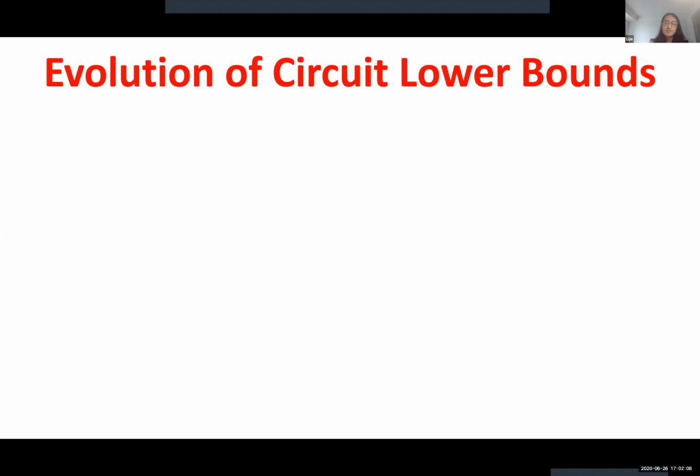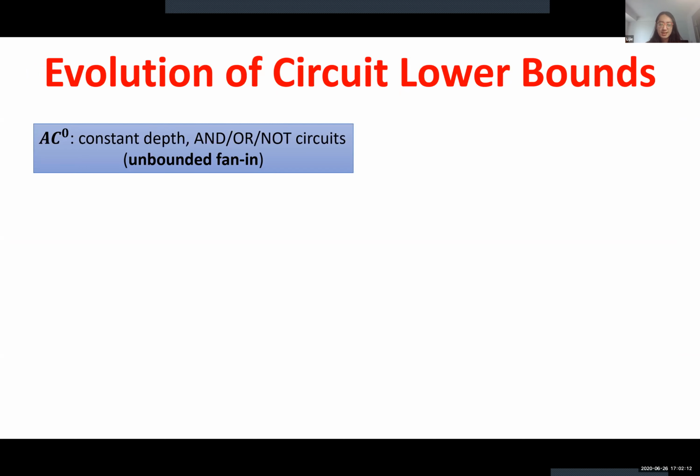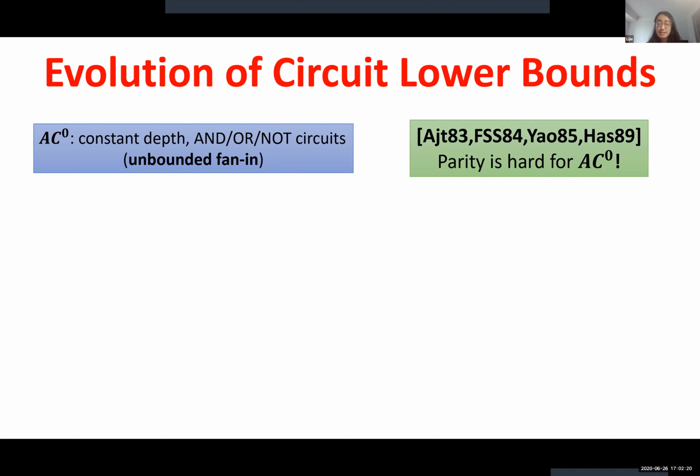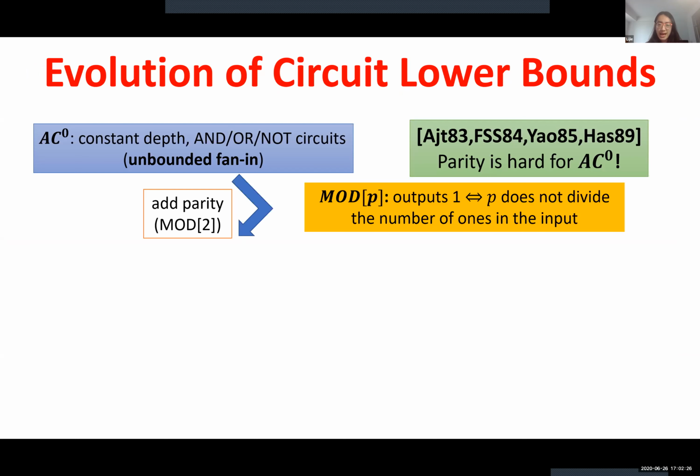Here is some evolution of circuit lower bounds. First, people studied AC0 circuits, which are constant depth AND, OR, NOT circuits of unbounded fan-in. There's a beautiful line of work showing that parity is hard for AC0. The mod p function outputs 1 if and only if p does not divide the number of 1s in the input, and parity is just mod 2.